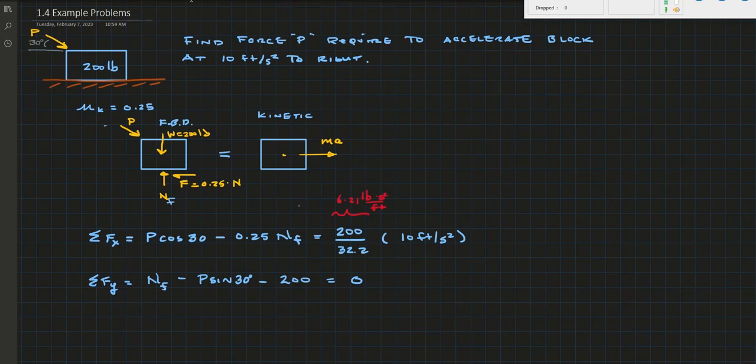So we see here in this problem that we have P here and P here and N, two unknowns in two equations. We have all the other values. We can solve this simultaneously and get a result. And that result is P equals 151 pounds.